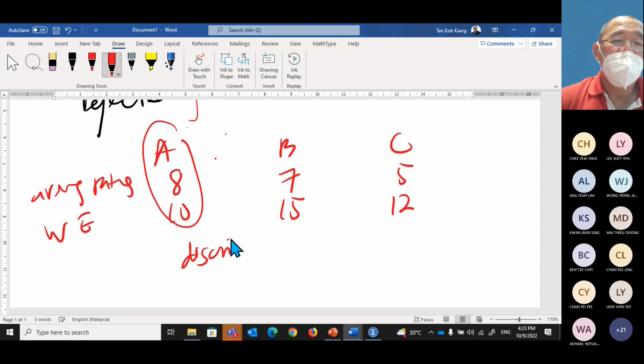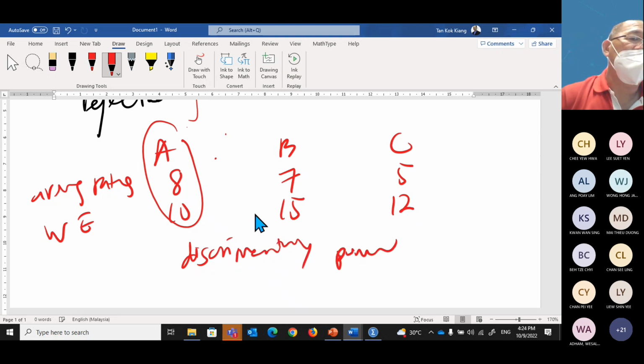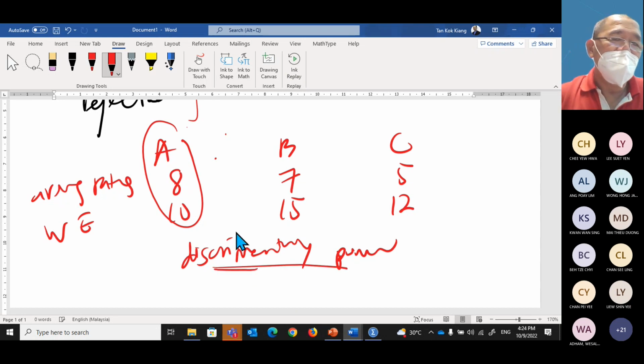The discriminatory power is higher. Therefore you can use this, meaning this variable has more power to determine which category the candidate belongs to, like that. Any question? Yes.